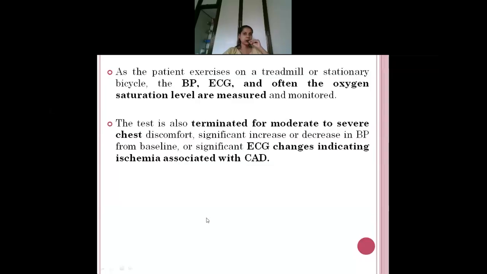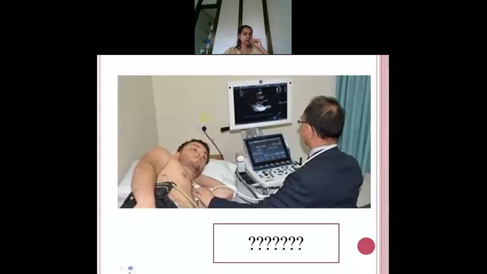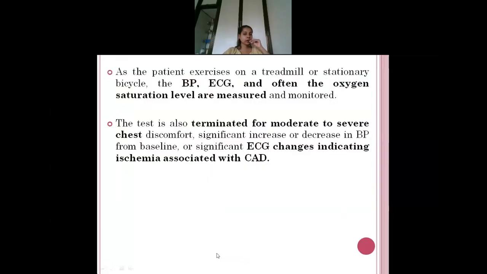Then one more important thing, as I already told: before the procedure, during the procedure, and after the procedure, they are monitoring everything, that is your BP, ECG, oxygen saturation and heart rate, continuously. So if there are severe changes in any of these vital signs, what you will do is stop the procedure. So that is regarding the exercise stress test.